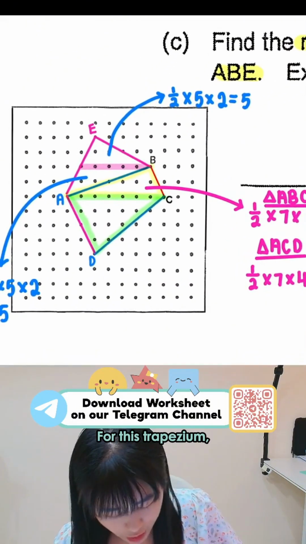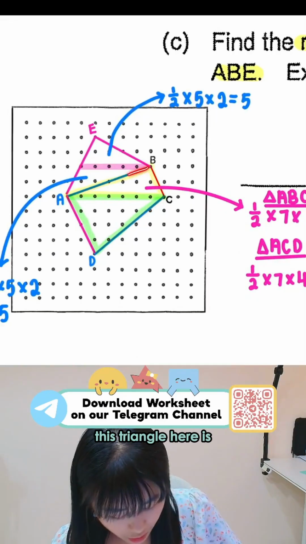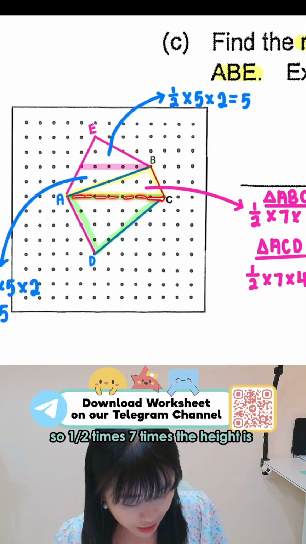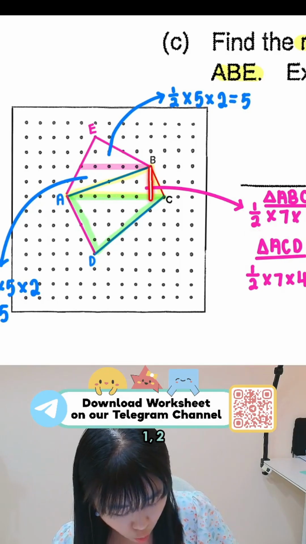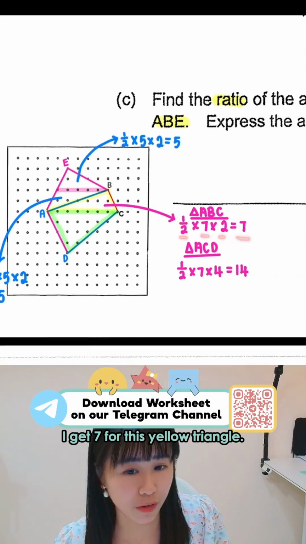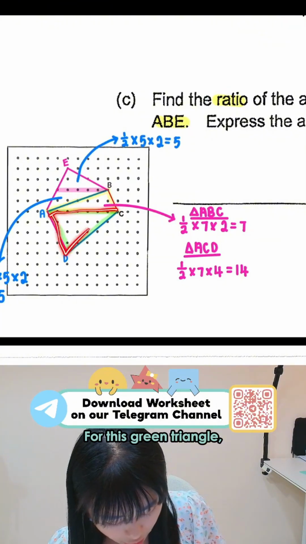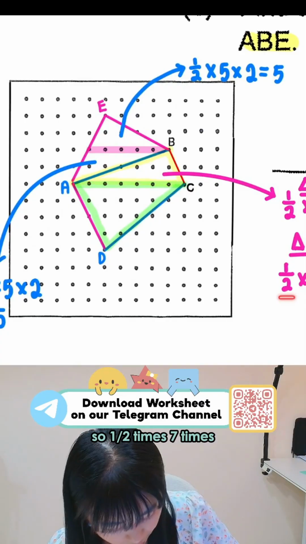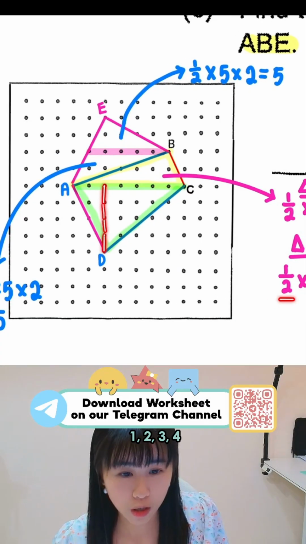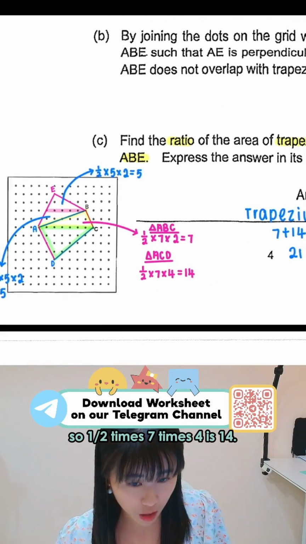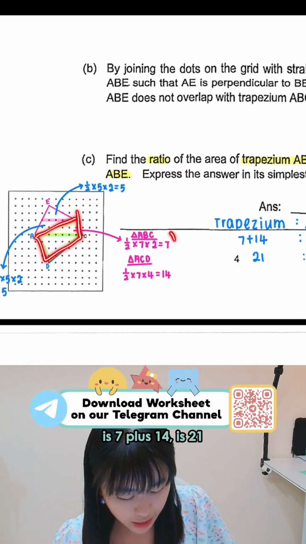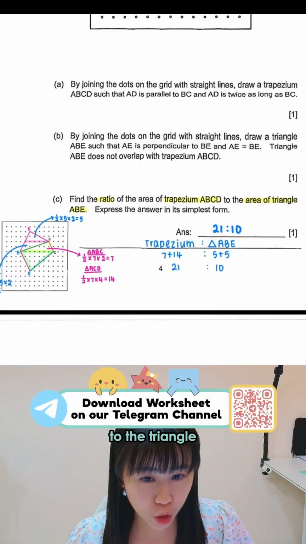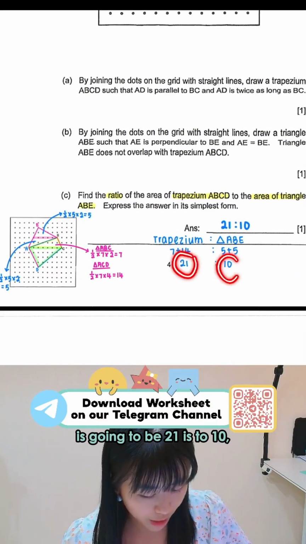Then for this trapezium, this triangle here is 1, 2, 3, 4, 5, 6, 7. The base is 7. So half times 7 times the height, which is 1, 2. So half times 7 times 2, I get 7 for this yellow triangle. For this green triangle, it'll be 1, 2, 3, 4, 5, 6, 7. So half times 7 times the height, 1, 2, 3, 4. 4 for your height. So half times 7 times 4 is 14. Together, the trapezium is 7 plus 14, which is 21. So the area of the trapezium to the triangle is going to be 21 is to 10. That's how you find your answer.